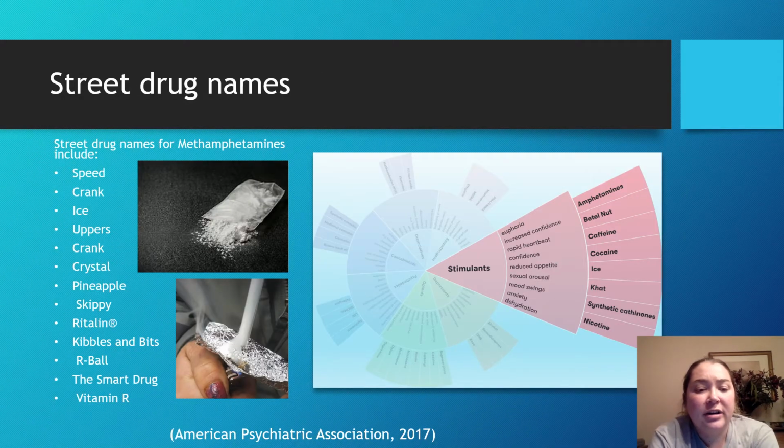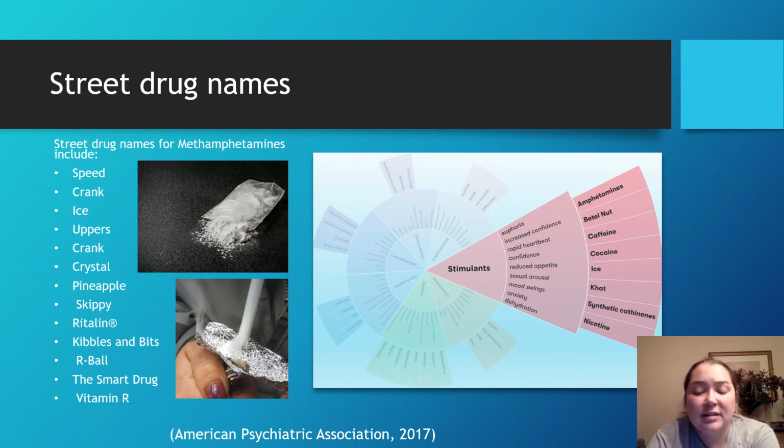So what are the street drug names for meth? It includes speed, crank, ice, uppers, crystal, pineapple, skippy, Ritalin, kibbles and bits, R-ball, the smart drug, and vitamin R.